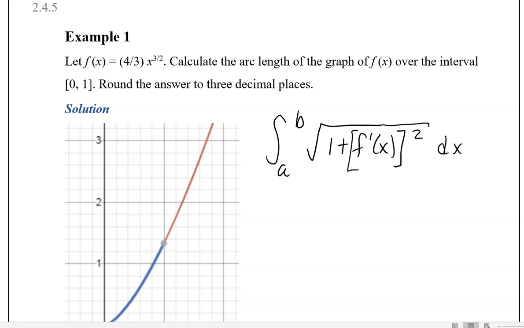In order to compute the arc length of this curve over the interval from 0 to 1, we need to find the value of the derivative, square it, then add 1 to it, then evaluate the integral with that expression under the radical. Pause the video here, work out the mathematics in the calculus, then turn the video back on to compare your answer to mine.